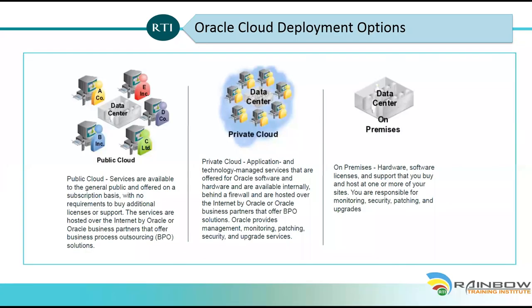Coming to the deployment options, as I was saying, we can deploy the Fusion applications in four ways. One is public cloud, one is private cloud, one is on-premise, and the last one is hybrid. So what are the differences between them?